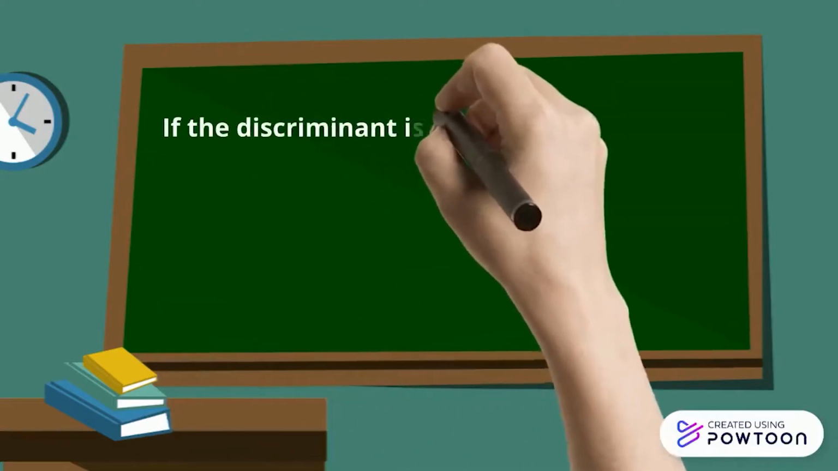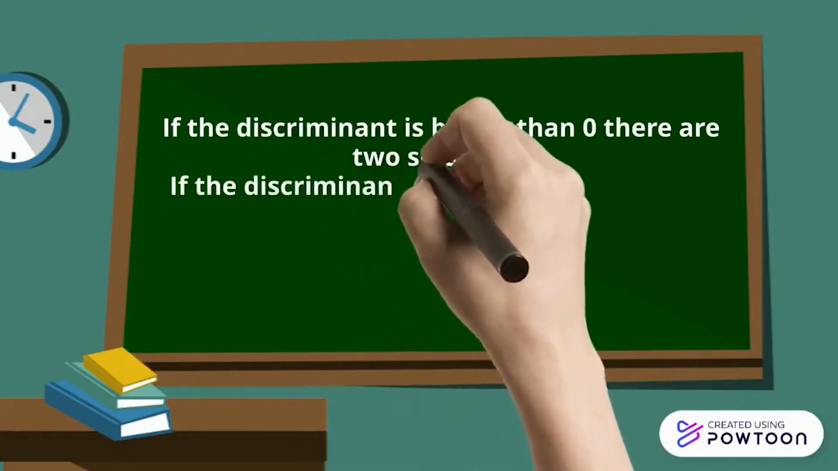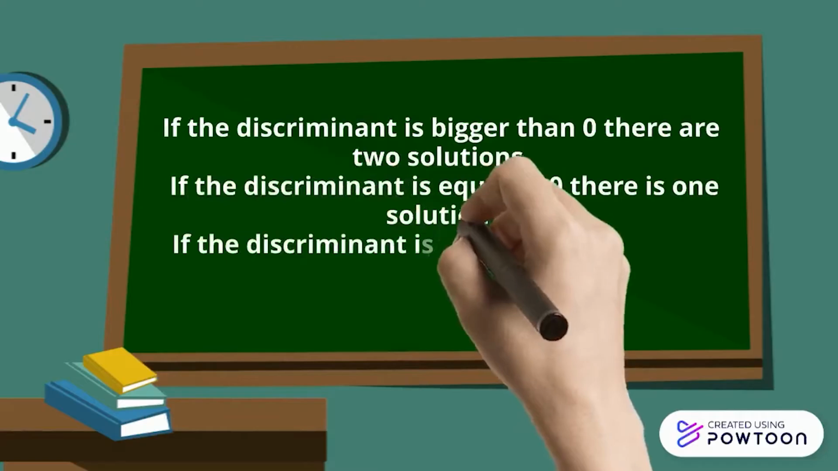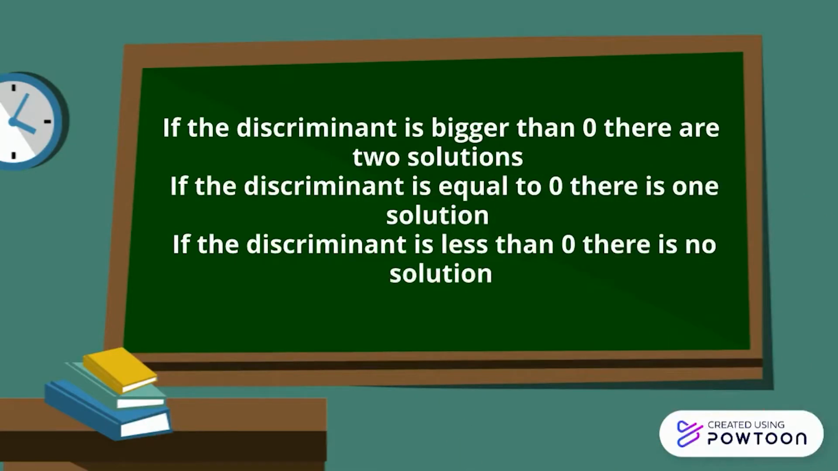If the discriminant is more than 0, there are two solutions. If the discriminant is equal to 0, there is only one solution. But if the discriminant is less than 0, there are no solutions.